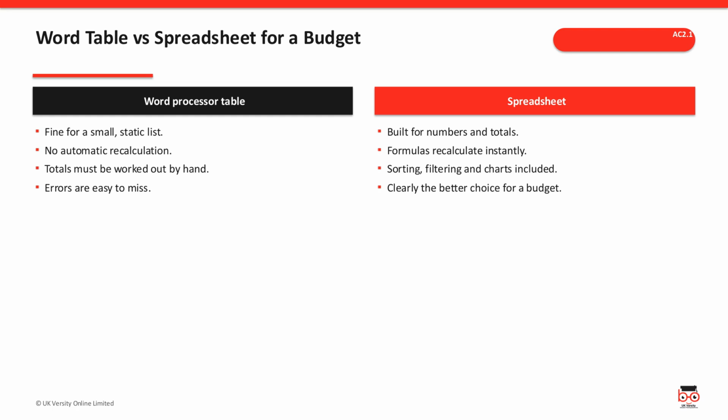Take a concrete head-to-head, a budget in a word table versus a spreadsheet. A word table is fine for a small static list, but it won't recalculate, so every total has to be worked out by hand, and errors slip through unnoticed. A spreadsheet is built for exactly this. Formulas recalculate instantly, and sorting, filtering, and charts come as standard. For anything involving numbers that change, the spreadsheet wins hands down.